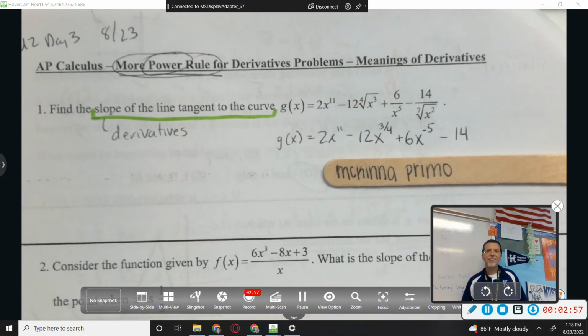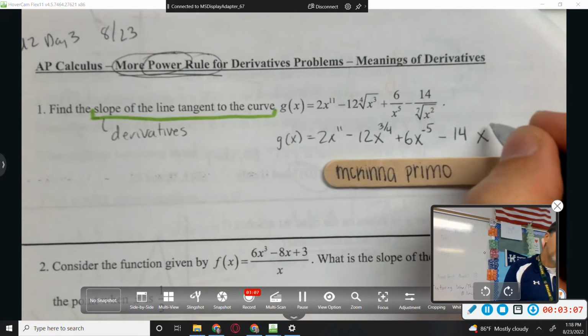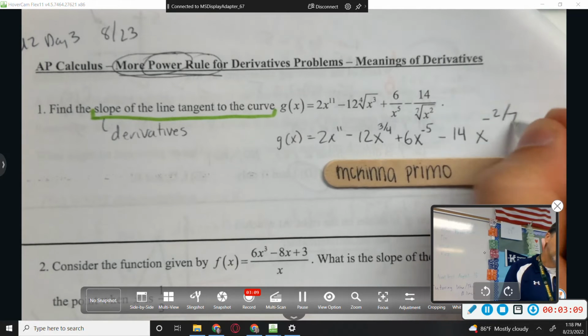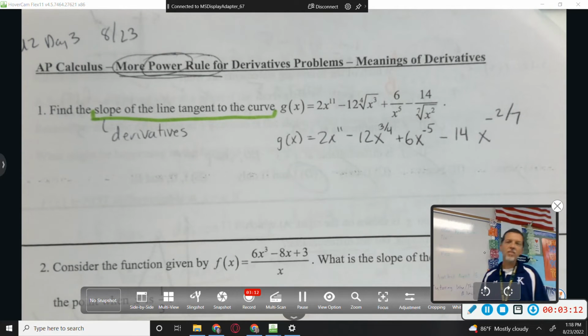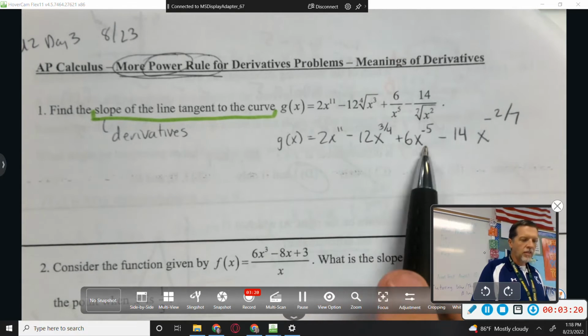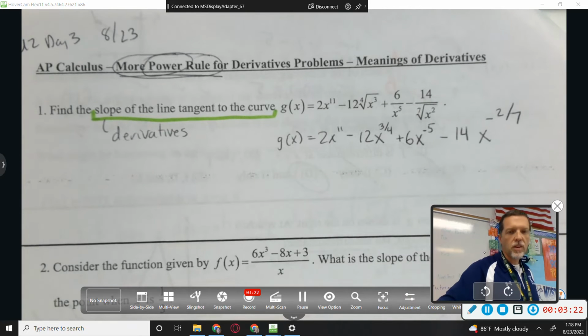McKenna, how about x to the 7th root of x squared in the denominator? How could I? 14x to the negative... Got it. 14x to the negative 2/7. Okay, why don't you take a moment? This will be good practice, review, warm-up kind of thing. Find the derivative of each of those 4 pieces.